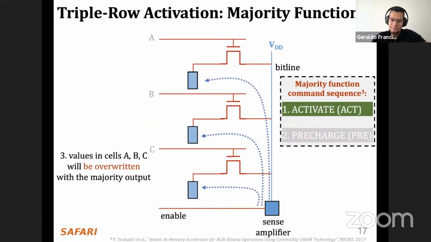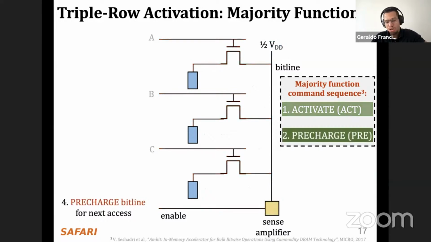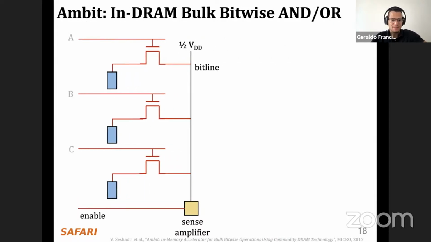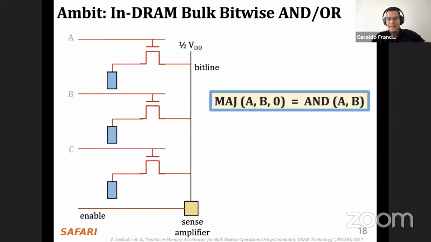At the end of the majority operation, the result of the majority function is going to be stored at the same time on the 3 rows involved in the majority computation, and the data is going to be overwritten. This is quite an important observation for later on. After all of this is done, we issue a precharge command again to prepare the DRAM array for new DRAM commands.